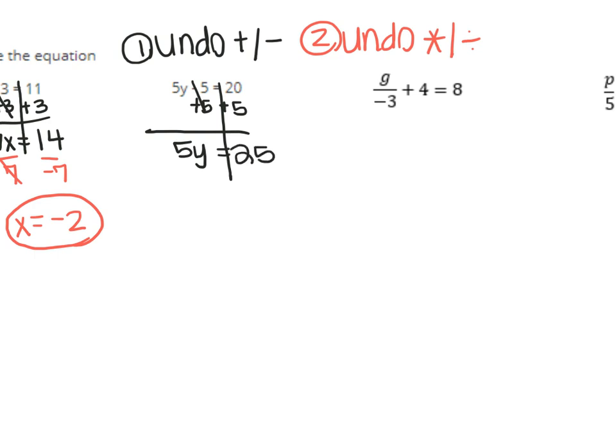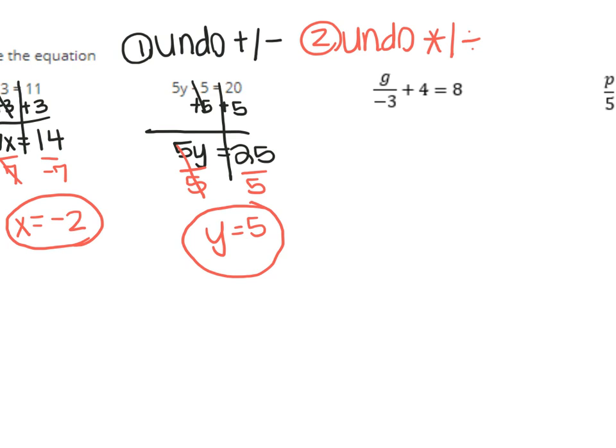My second step will be to divide both sides by 5. So 25 divided by 5 will give me my answer of y is equal to 5. Remember, you can check your answer by plugging these solutions back into the original equation. For number 3, it's a little different, but still the same concepts.